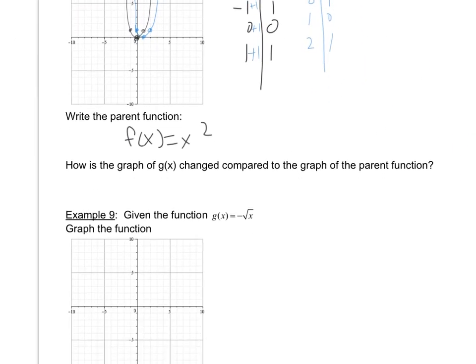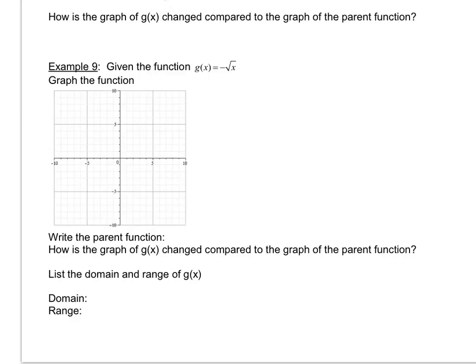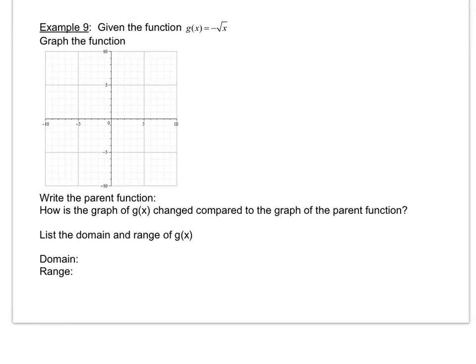It says, how has this graph changed compared to the parent function? It was moved right 1 unit. Okay? We've talked and spoken that. So it says, given the function g of x equals negative square root x, graph the function. Okay, so the negative means reflected over the x-axis. But before we get in that, I want to look down here. How is the graph changed? Reflected over the x-axis. Now domain. Domain is this, 0 to infinity.